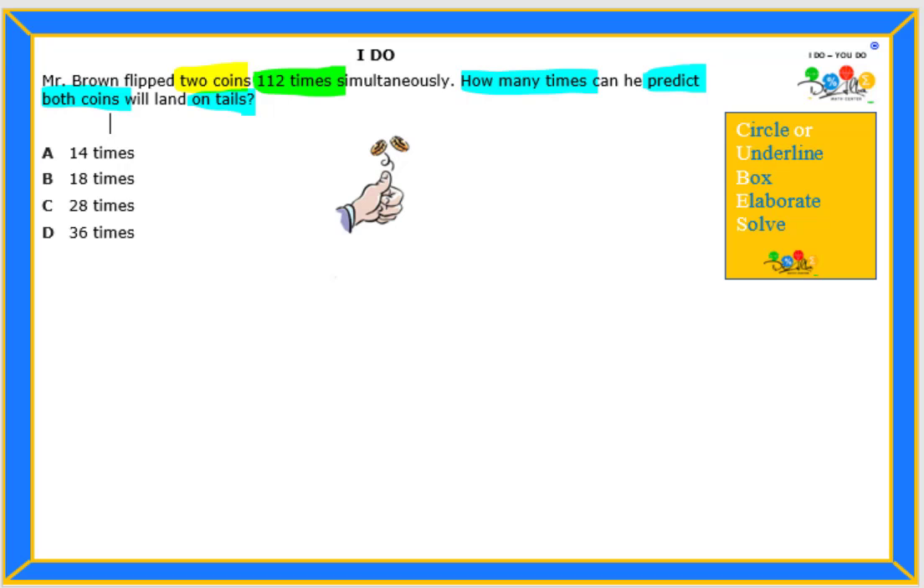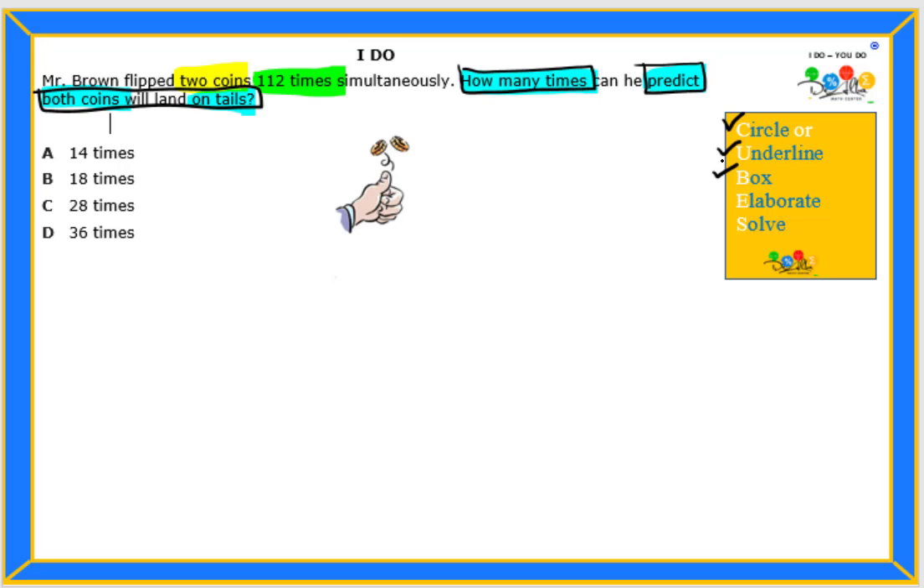So we make sure that we circle or underline important information. In our case, we have used a highlighter to highlight the important information. Also, we want to make sure we box in the question. How many times can he predict that both coins will land on tails?